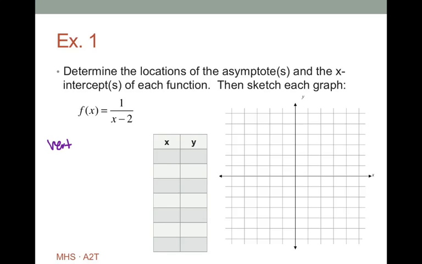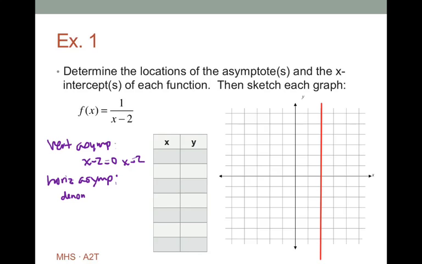The vertical asymptote, remember, you want to find the zeros of the denominator. So x minus 2 equals 0, or x equals 2. And so we're going to have a vertical asymptote right there. Okay? Now, horizontal asymptote, remember we look at the order of the denominator versus the numerator. In this case, you have a higher order, x to the first, for the denominator, so we know that the horizontal asymptote is going to be on the x-axis. Okay, so we get our x-axis.